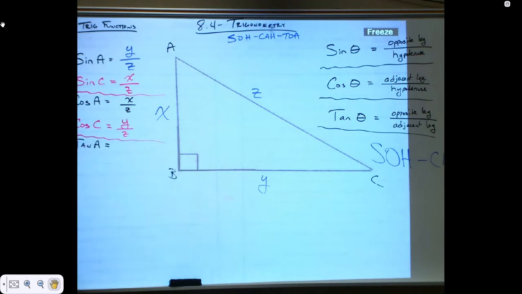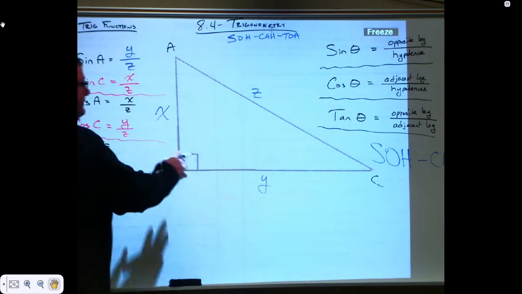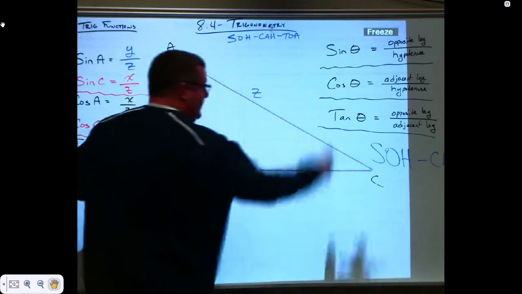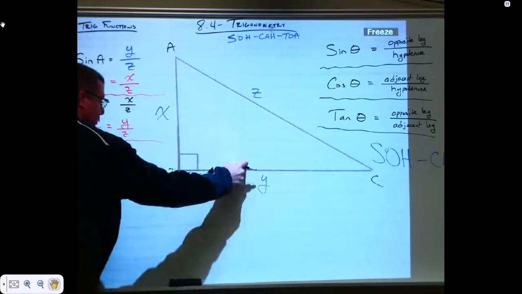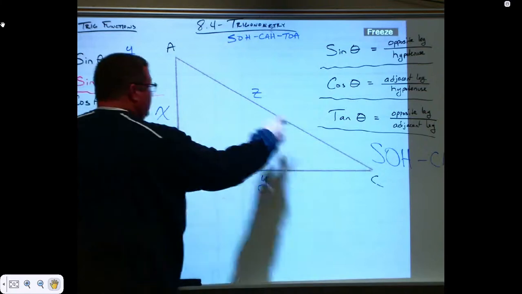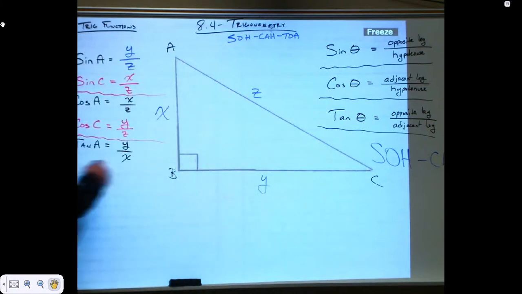Okay? Now, tangent of A. What is tangent? I'm saying A, so I'm talking with respect to this angle. Tangent is opposite leg, right there. What is that over what? X. Which one's adjacent? X.